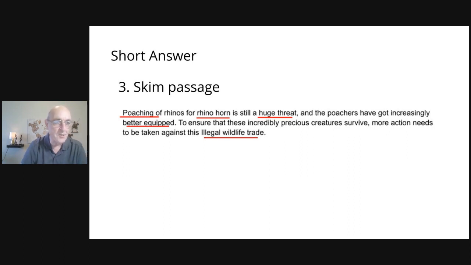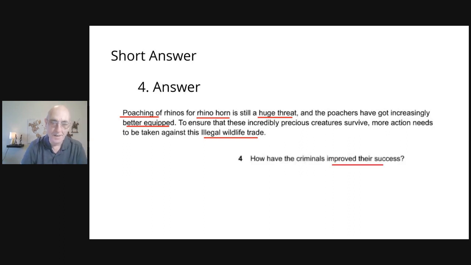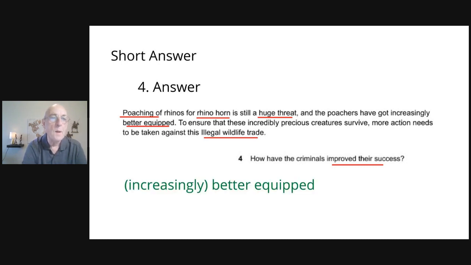So let's take a look at our question. How have criminals improved their success? And the answer clearly is increasingly better equipped. Remember, you're allowed to use 3 words. So if you want to put increasingly better equipped, you can do that, or you can just put better equipped, and either answer is suitable.